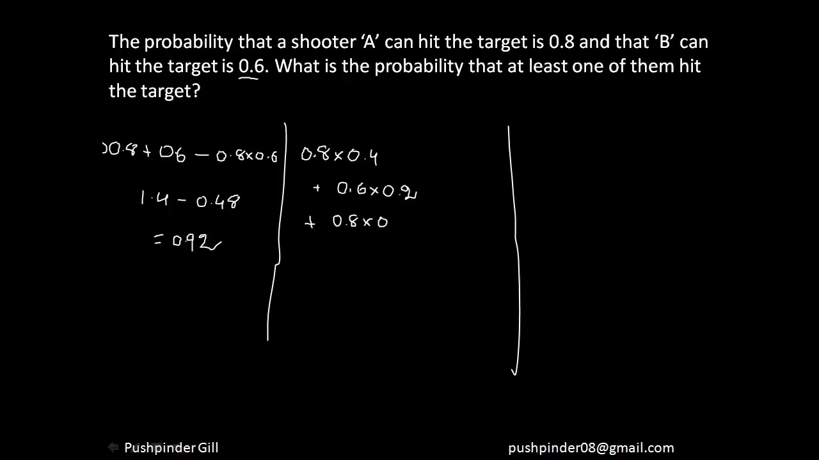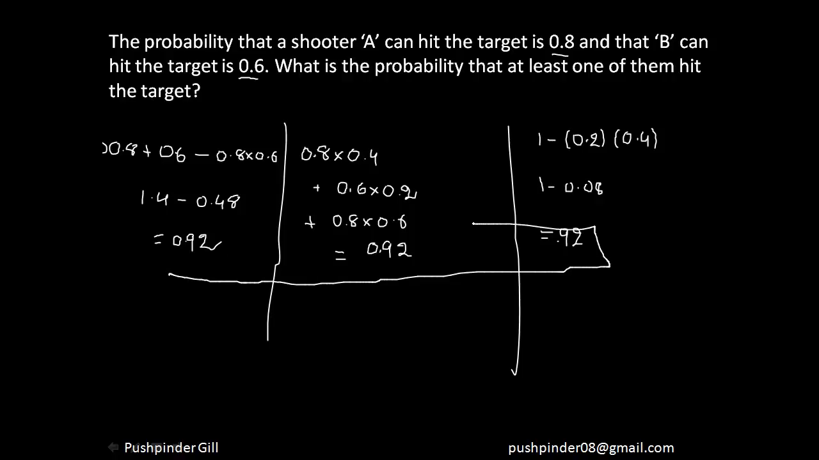So which is nothing but the answer again gives me 0.92. Now let's go for the smarter way, guys. The smarter way was 1 minus probability of both the events not happening. So if this happening is 0.8, then probability of not happening is 0.2. Similarly, the probability of not happening here is 0.4. And if I subtract 1 minus 0.08, I get my answer to be 0.92. So isn't our method consistent overall?